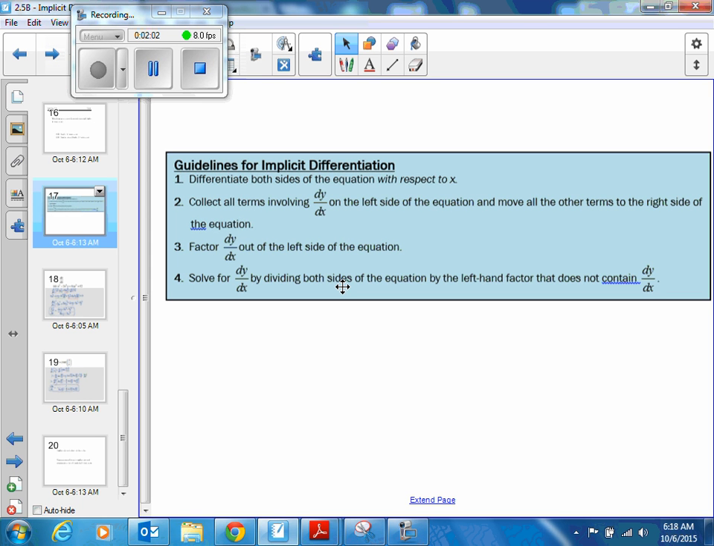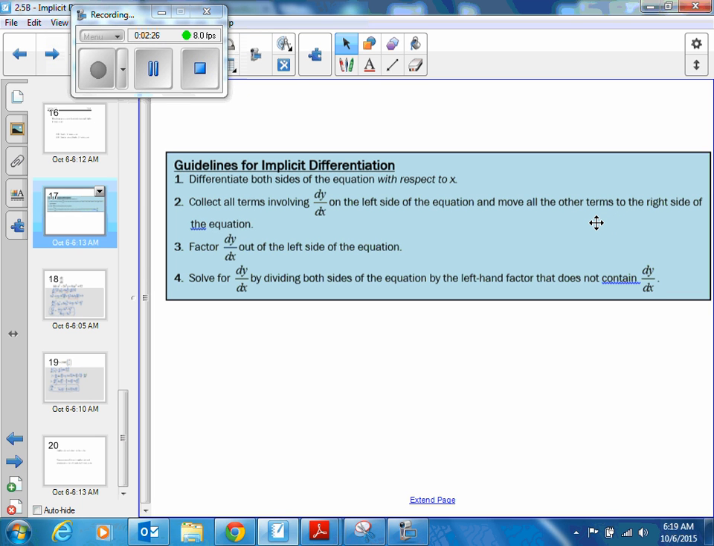So first of all, we take the derivative of both sides with respect to x. That's number 1 right here. We know how to do that. That's not the hard part. Now the second part, this is a part that you might not have thought of. You need to move all of the terms with dy/dx to one side. This says the left-hand side. That will work. And move all of the other terms to the right-hand side of the equation.